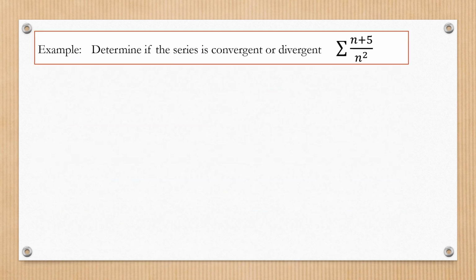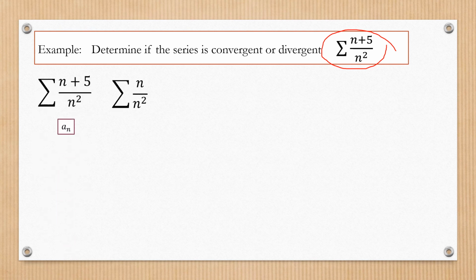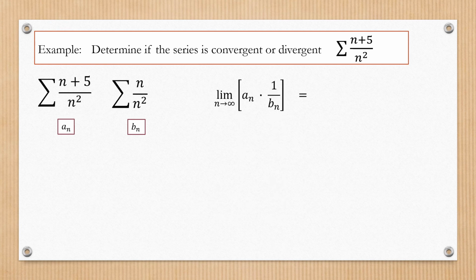Another example is, let us determine if the given series n plus 5 over n squared is convergent or divergent. Again, this is our An, and this is our Bn. They look similar, but the series Bn is without the insignificant number 5. Then we will get the limit of An times 1 over Bn. So this is our Bn.